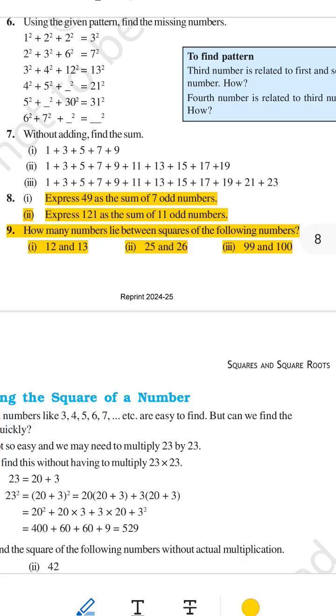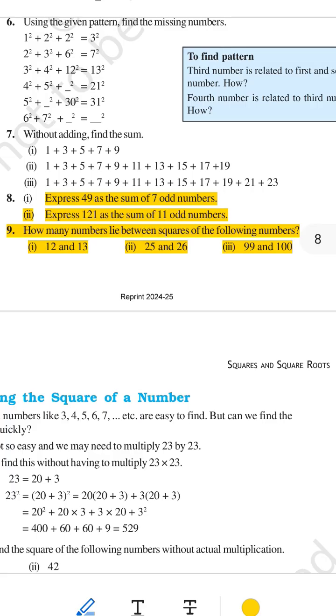Odd numbers, total. 1 squared equals 1. 2 squared equals 4: 1 plus 3 is 4. 3 squared equals 9: 1 plus 3 plus 5 is 9. 4 squared equals 16: 1 plus 3 plus 5 plus 7 is 16. 5 squared equals 25: 1 plus 3 plus 5 plus 7 plus 9 is 25. 6 squared equals 36: 1 plus 3 plus 5 plus 7 plus 9 plus 11 is 36. 7 squared equals 49: 1 plus 3 plus 5 plus 7 plus 9 plus 11 plus 13 is 49.